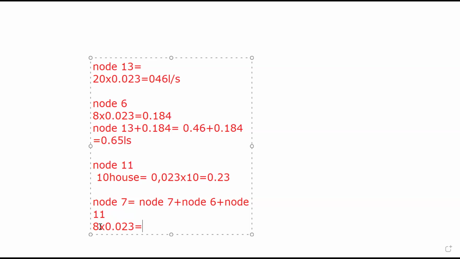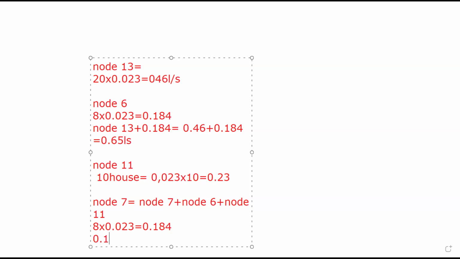0.023 times 8 is 0.184. So the real value for node 7 now is 0.184 plus node 6, 0.65.